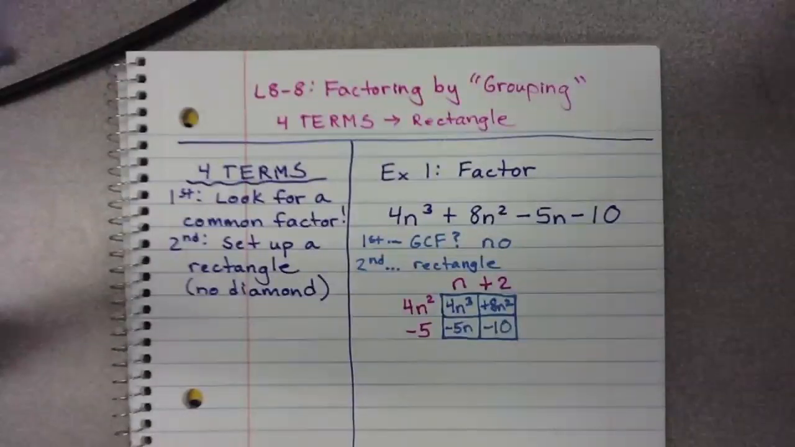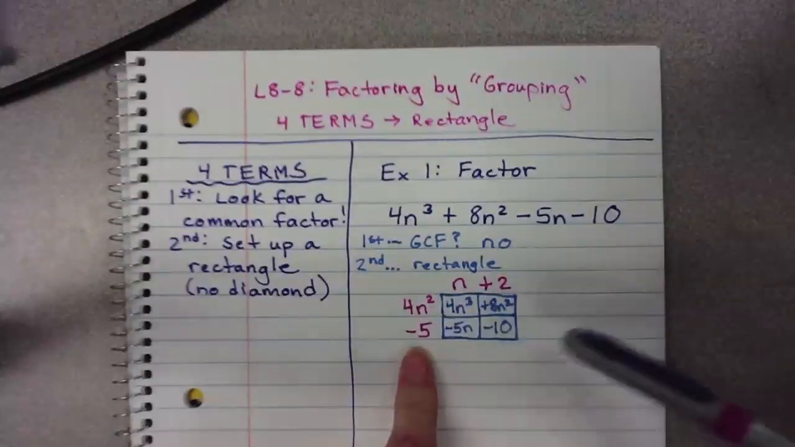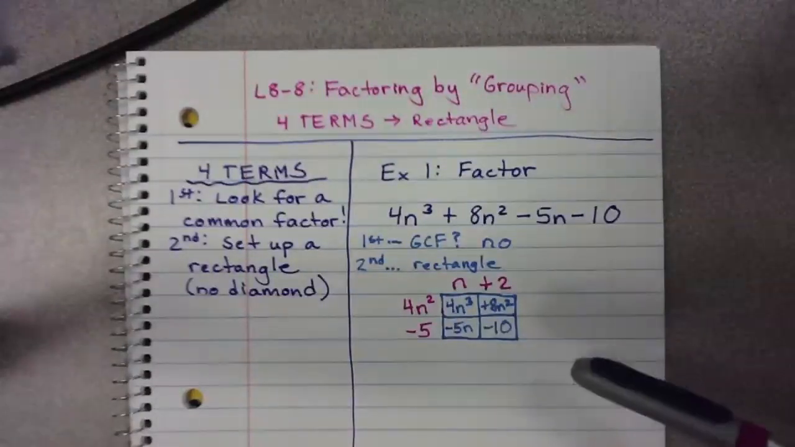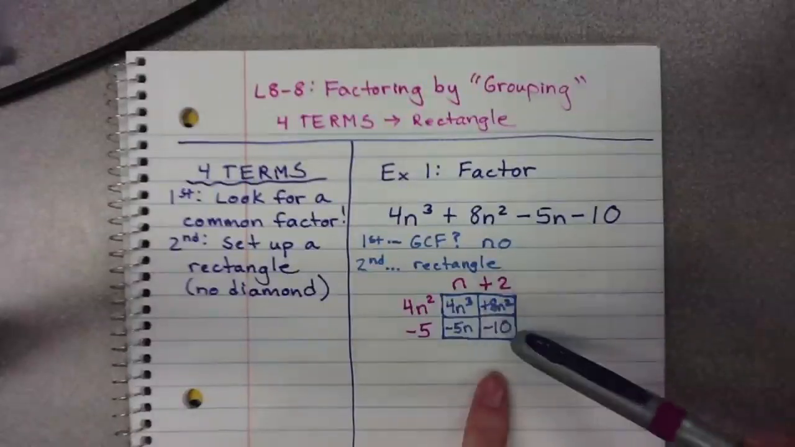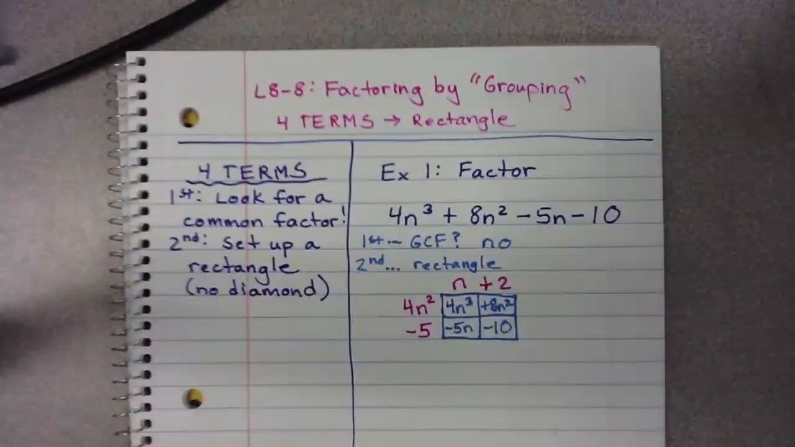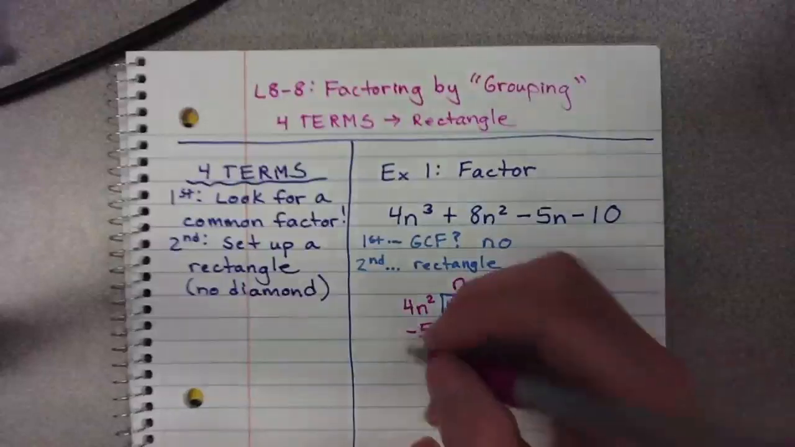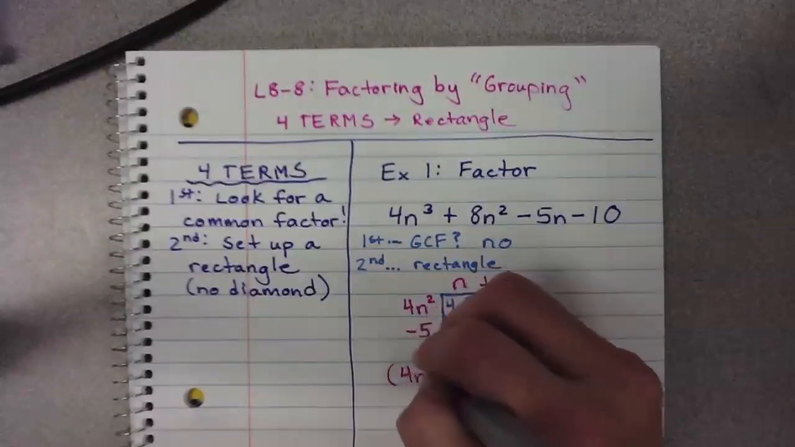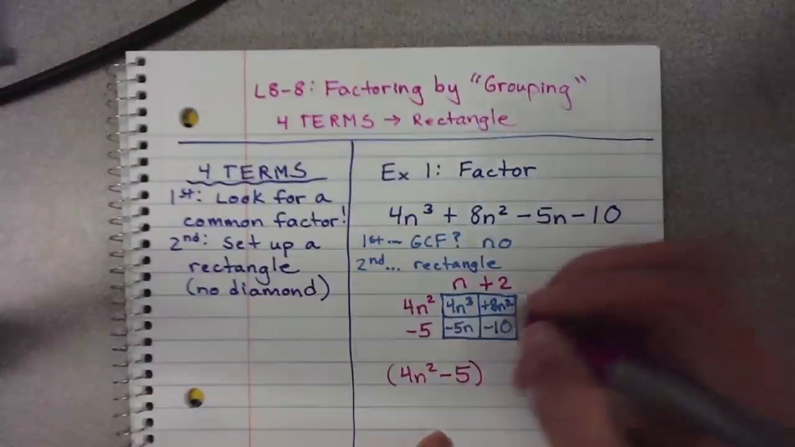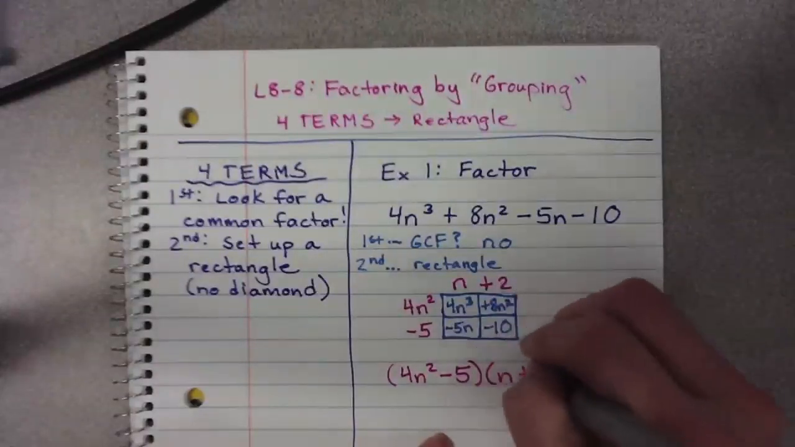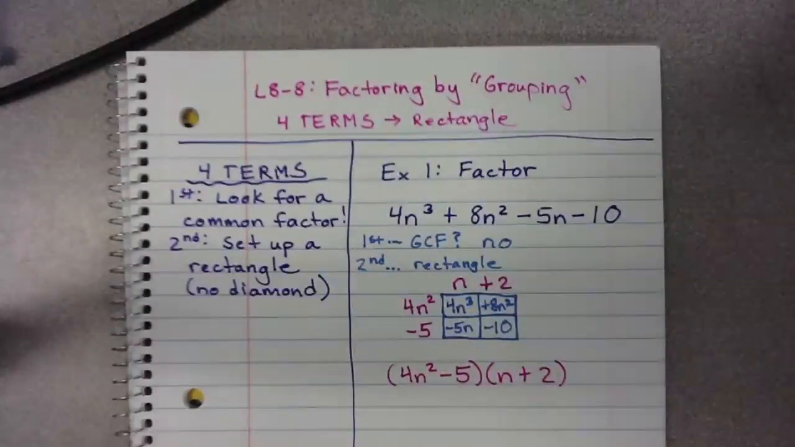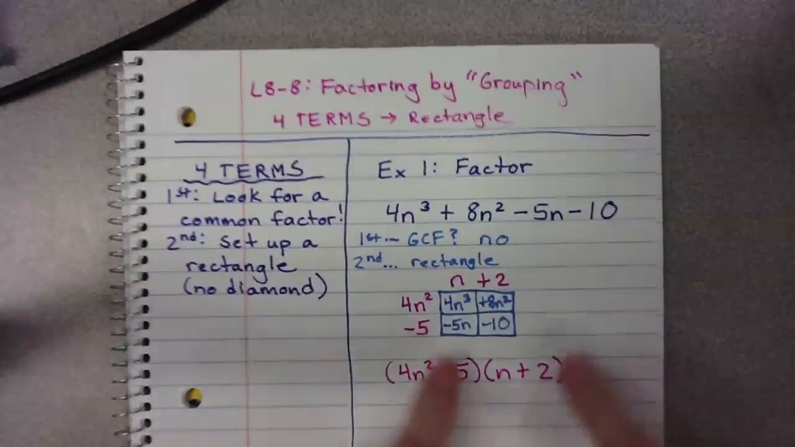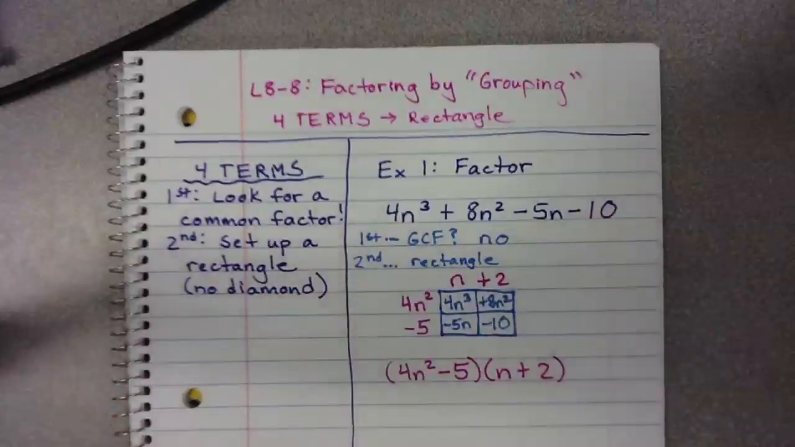Those are our binomials that you would have had in Chapter 8, Part 1, that you would have multiplied to get that right there. See how that works? So your answer is 4n squared subtracting 5 times n plus 2. And if you were to take those and multiply them out, you should get that.